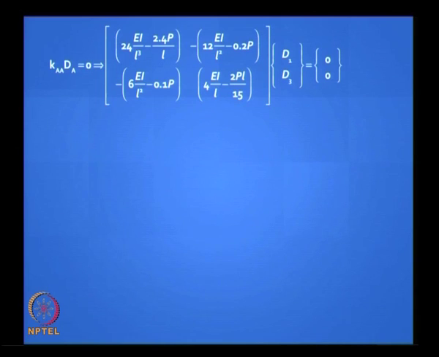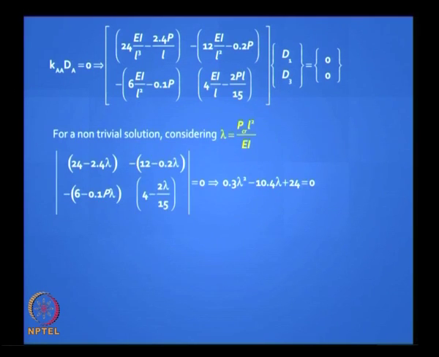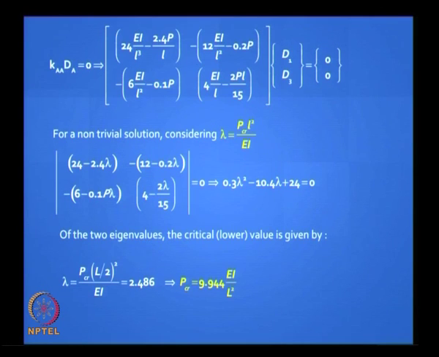Okay, you have only D1 and D3, you got rid of D4 and you got rid of D2. Now you take the determinant of this, take its eigenvalue, the lower value, you get 9.944. What's the exact answer? Pi squared EI, that is 9.869. Okay, so some error there.